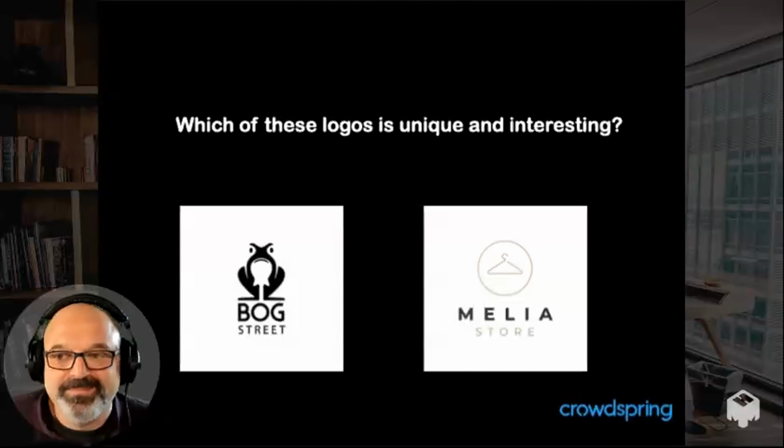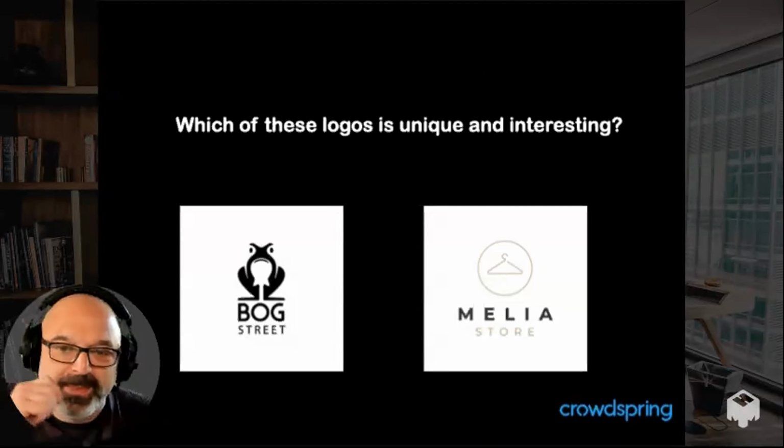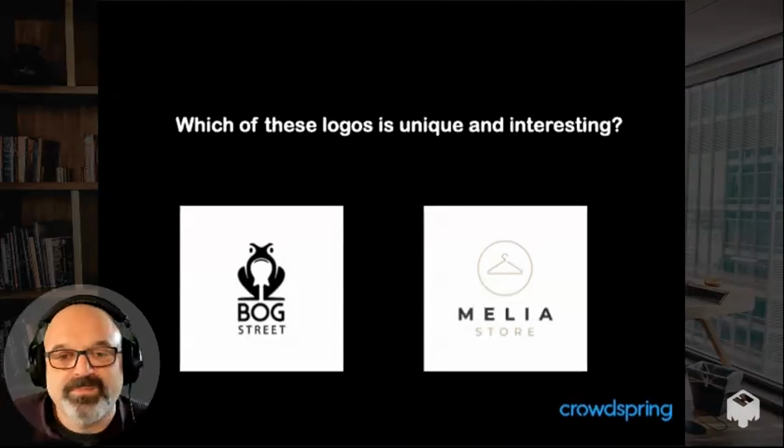I think Bog Street looks pretty interesting. Why? Well, you've got an interesting shape of a frog that also has what looks like it may be a guitar inside of it, which is a pretty specific image, as opposed to just a hanger, which is a fairly generic image for really any retail store that sells clothing.